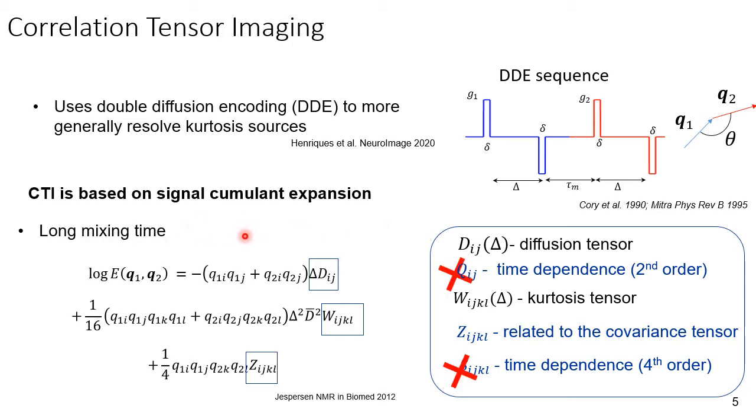The first thing that we do in CTI is that we use the long mixing time regime. Basically, this means that the two diffusion encoding blocks have to be separated by a long enough time. And we do this basically to subtract time-dependent correlation, so basically canceling two of the tensors, the Q and the S tensor, and also to be able to define the diffusion, the kurtosis, and the C tensor for a given time.